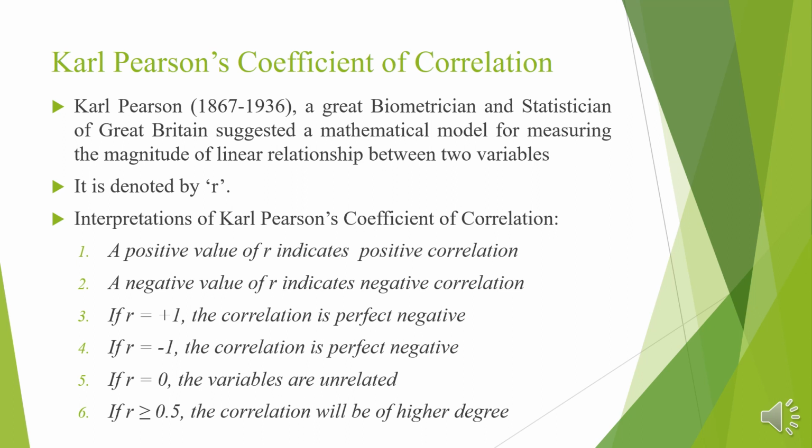If r is greater than or equal to 0.5, then the correlation will be of a higher degree. For example, if the correlation is plus 0.57, it says that there is a strong positive correlation between the variables. Similarly, if the correlation coefficient is minus 0.75, it indicates that there is a strong negative correlation.